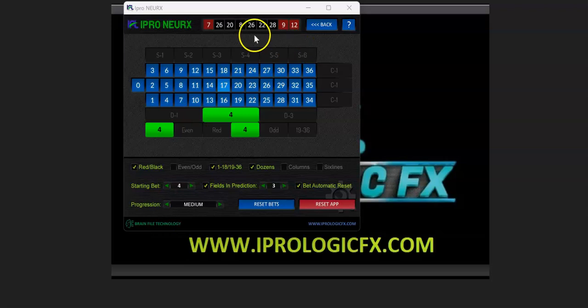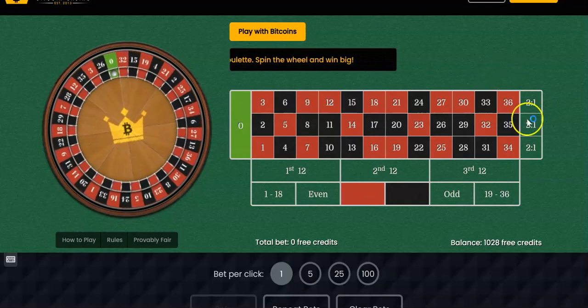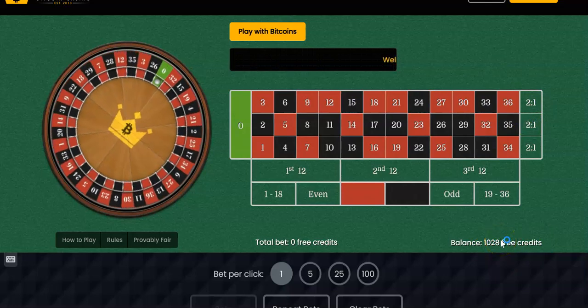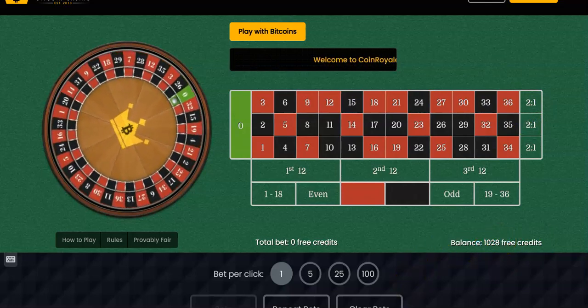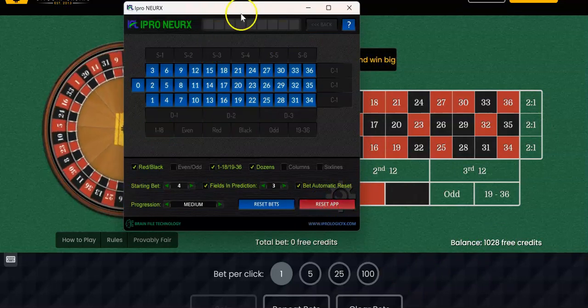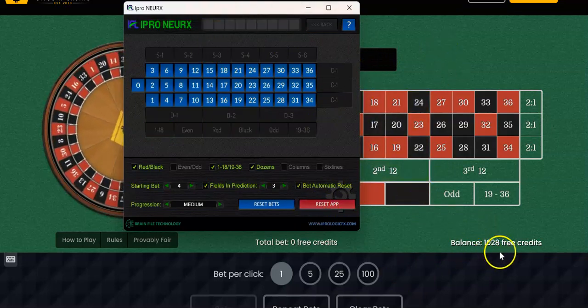And these were the last entries off the Neurax and coming off the wheel. Now, of course, you're looking at a bankroll here of 1028, which we had showed you in the previous video. And now we are going to continue moving forward. Obviously, we have a reset here, so we're going to reset it. And we're going to input these numbers and go off the 1028.